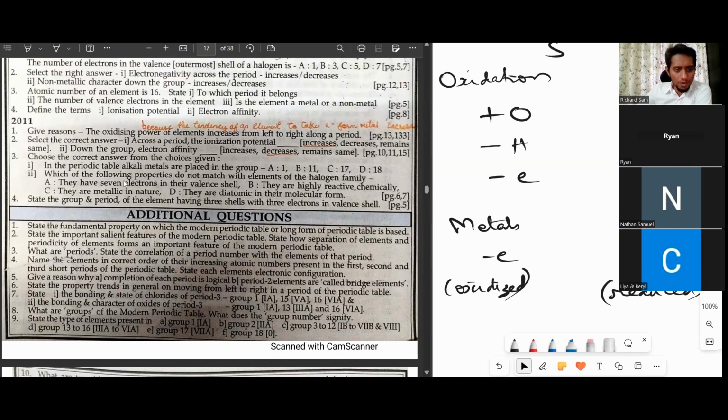Next, which of the following properties do not match with the elements of the halogen family? So what do we know about halogens? 7A, 17th group, 7 electrons in the outermost orbit. What is the valency for halogens? -1. Okay, so keeping this in mind, read all these A, B, C, D and tell which is false.